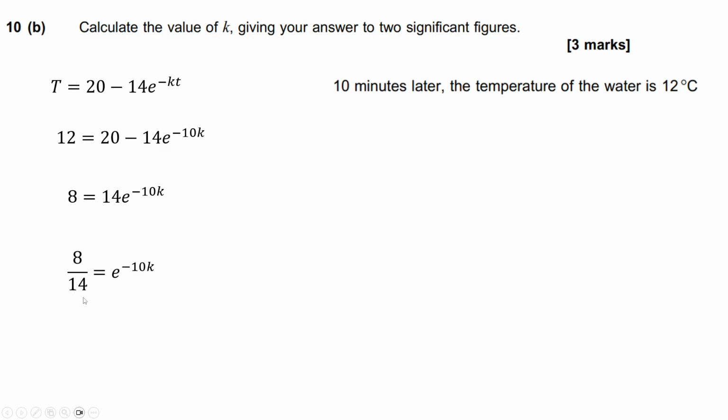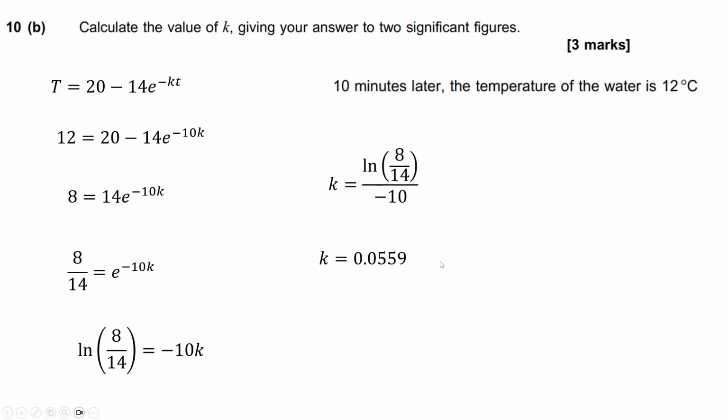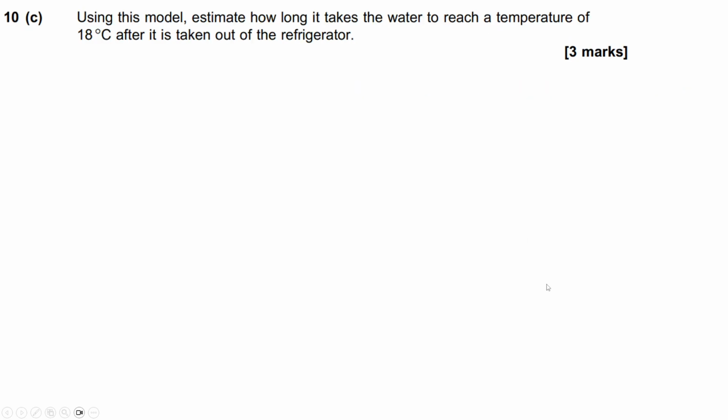Take the natural log of this side and then the natural log of this side, because then it'll cancel with the e here to get this equals -10k, and then divide by -10, and then just put that into your calculator. You'll get k is this, which is this, to 2 significant figures.